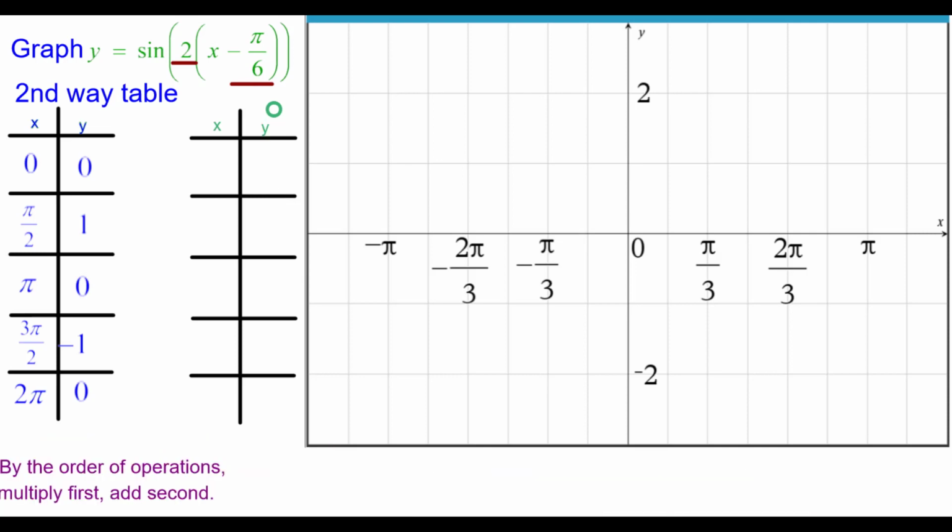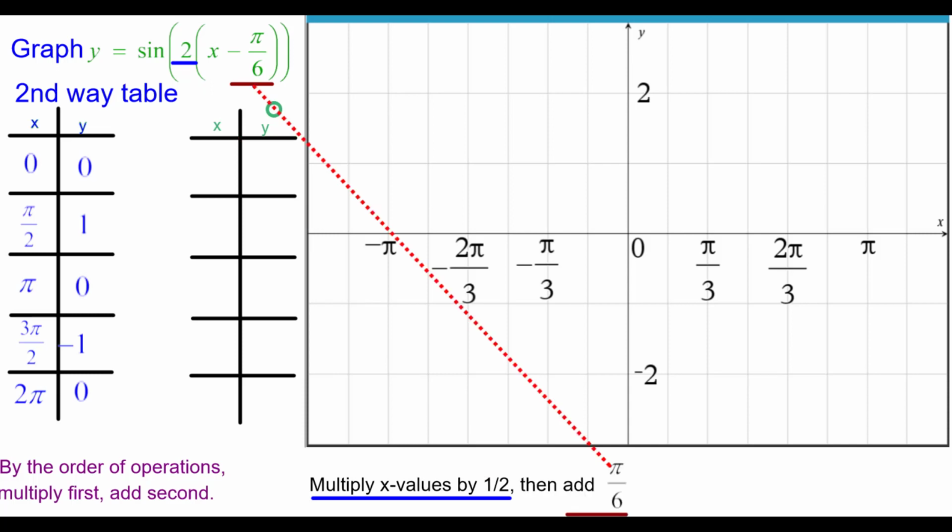By the order of operations, we multiply first, then add second. So multiply each x value by a half, and then add pi over 6.